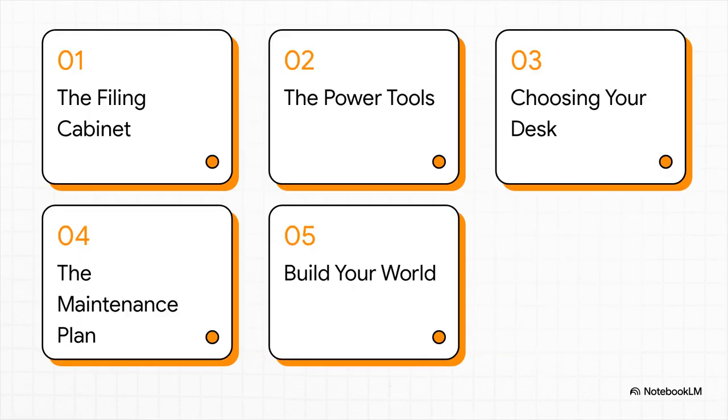So here's our game plan. We'll start with the filing cabinet. That's all about organization. Then we'll grab our power tools to get real control. After that, the fun part, choosing your desk to get the look just right. We'll even set up a maintenance plan as a safety net. And then finally, put it all together to build your world.